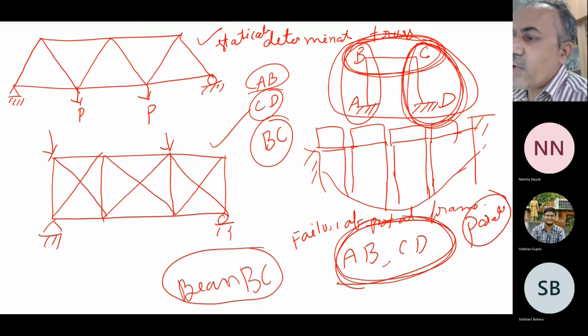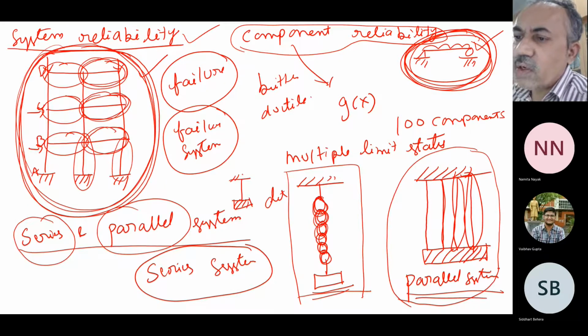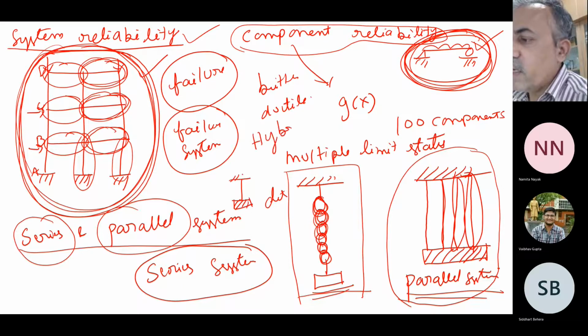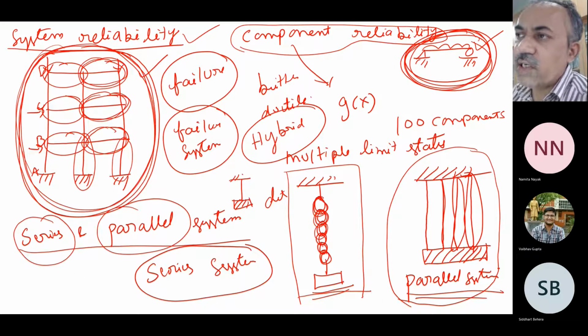So this is how you have to identify which are in series and which are in parallel; then you can solve the problem. Generally in our structures, you will not have a purely series or parallel system. You will have a combination, a hybrid kind of thing. But the idea here is that you should be able to separate out which are in series and which are in parallel. It is very easy.